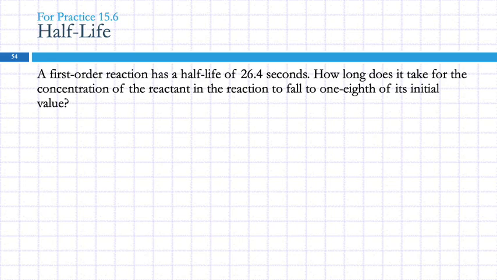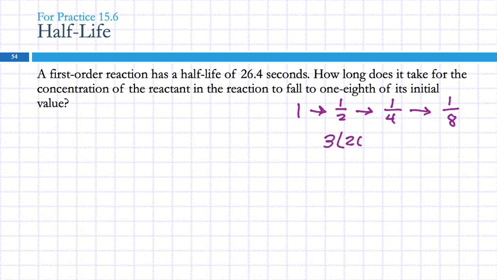First order reaction has a half-life of 26.4 seconds. How long does it take for the concentration of the reactant in the reaction to fall to 1/8 of its initial value? There's 2 ways to do this problem. 1/8 is a nice number, right? So we start with 1, and after 1 half-life, we get 1/2 of it. And after 2 half-lives, we have 1/4. And after 3 half-lives, we have 1/8.